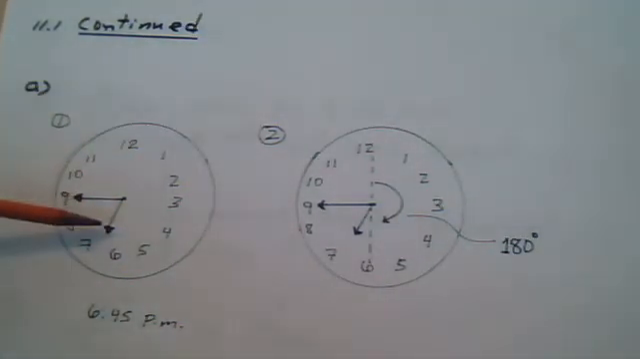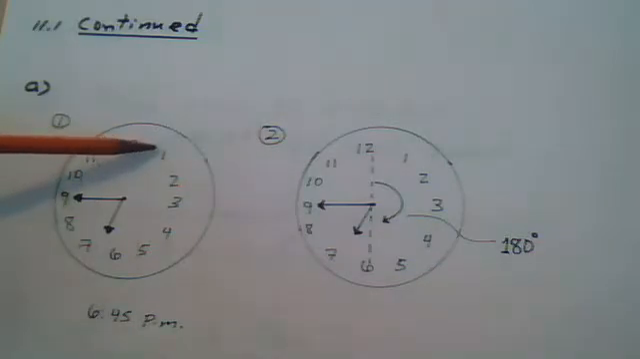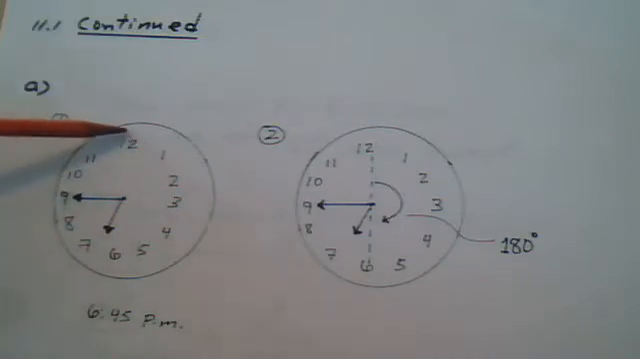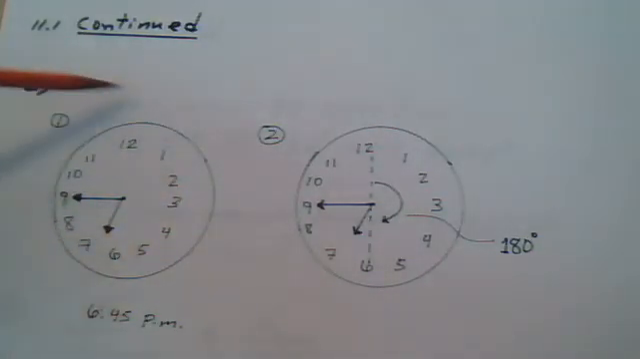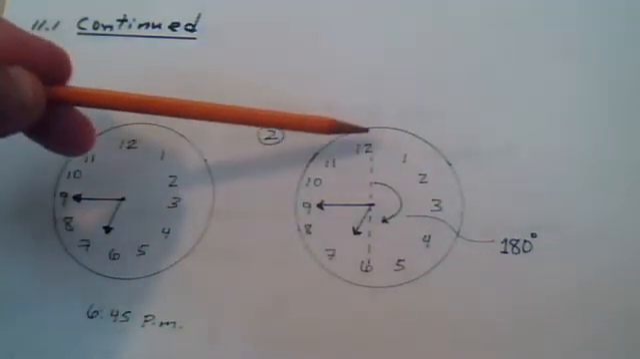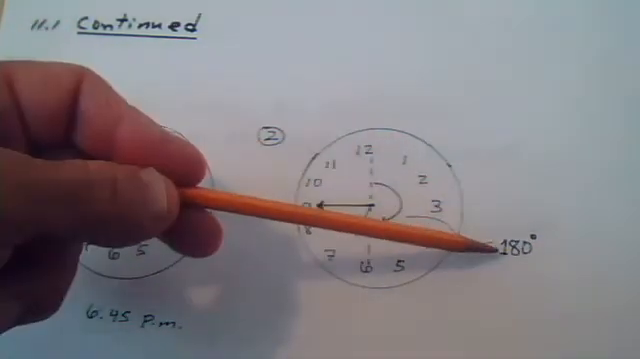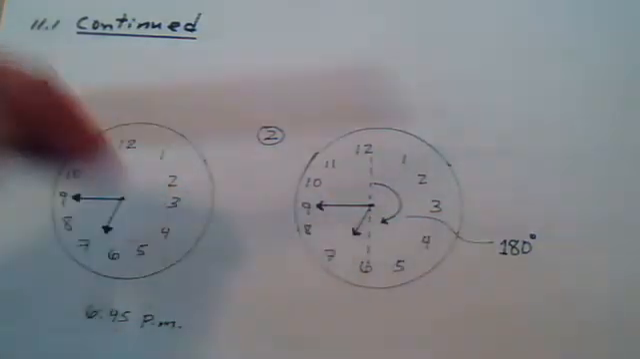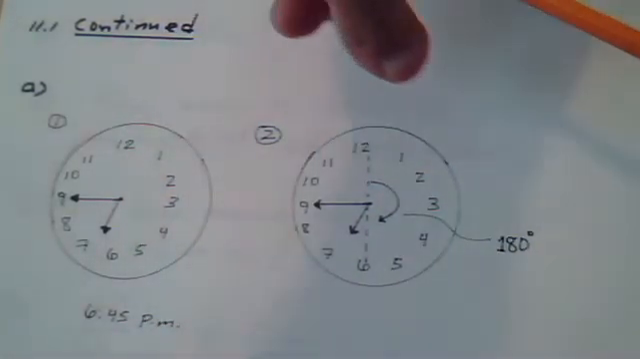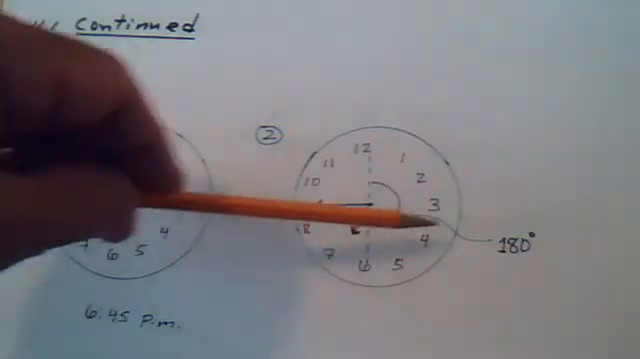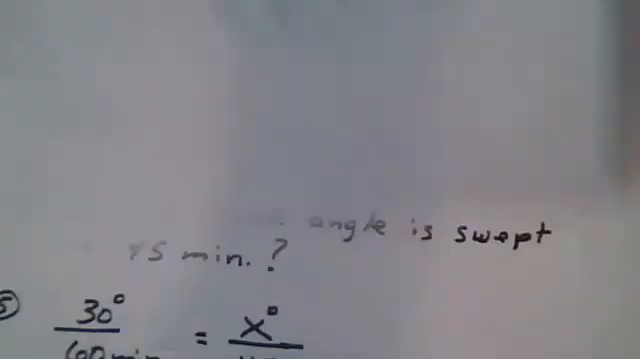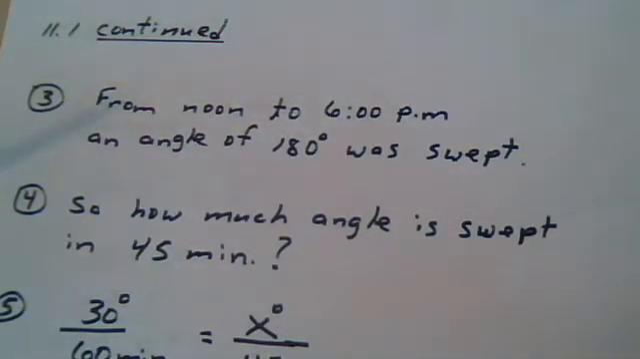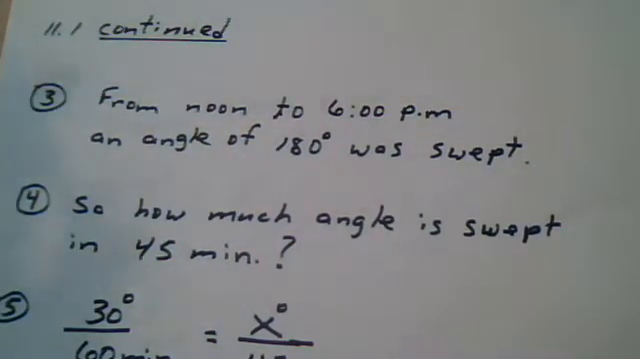So the hour hand at noon was here, and it's going to sweep all of this up to here. How many degrees is that? Well, we know a circle is 360 degrees, so half, from 12 to 6, would be 180 degrees. So we just need to figure out this little piece and add it to 180, and that would be our answer. So this amount of degrees added to 180 degrees. From noon to 6 p.m., an angle of 180 degrees was swept.